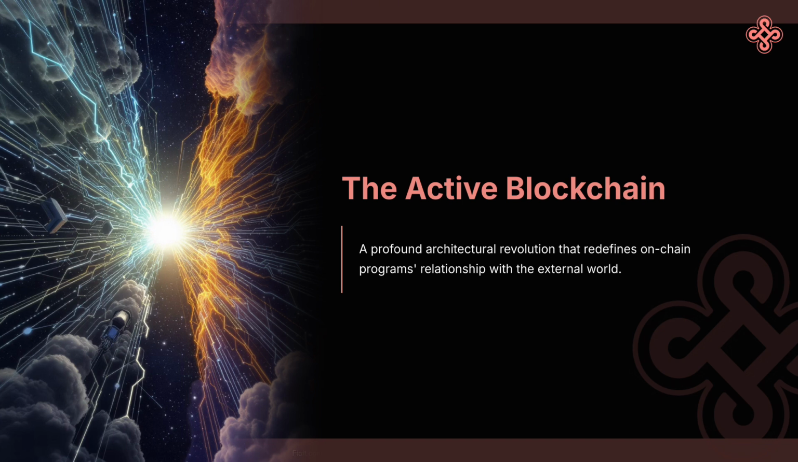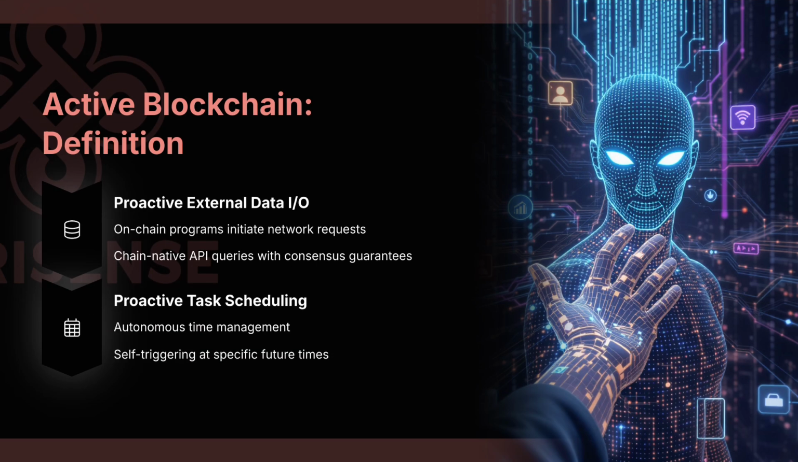This innovation is not merely a functional enhancement. It represents a profound architectural shift that fundamentally redefines how on-chain programs interact with the external world. An active blockchain is defined as a system in which its on-chain programs, such as smart contracts, can independently access external data and schedule future tasks, all while incorporating these activities into the blockchain's consensus.